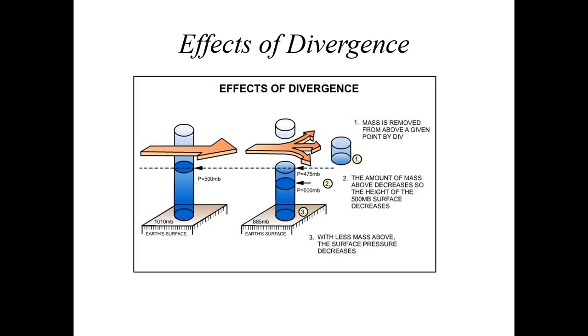So when I have upper level divergence, or removal of mass aloft, the spreading apart of air currents, that's going to result in a lowering of my pressure surfaces. Because you have less mass above those points, that surface pressure therefore is going to drop.